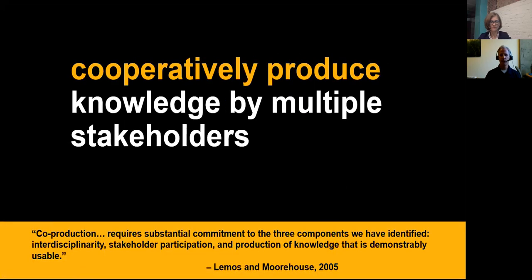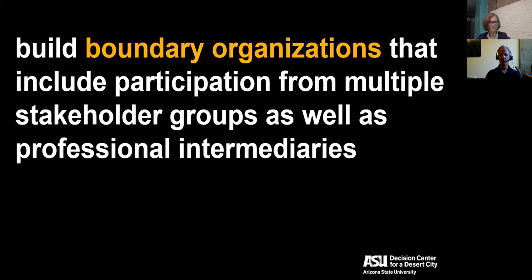So to address each of these points independently, first we need to focus on the cooperative production of knowledge by multiple different stakeholders. My colleagues Maria Carmen Lemos and Morehouse have noted that this co-production process requires substantial commitment to three components, including interdisciplinary science production within the university community or within the knowledge community, stakeholder participation, and the production of knowledge that is demonstrably usable. So getting back to these criteria of credibility, salience, and legitimacy, these are important matters when you're seeking to co-produce the science.